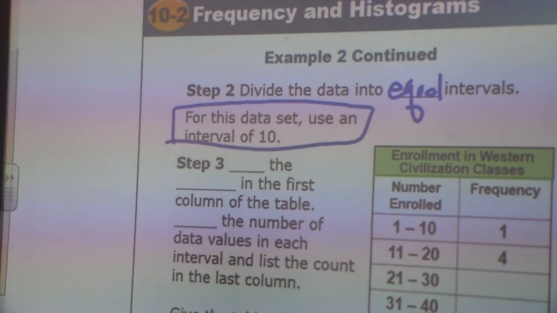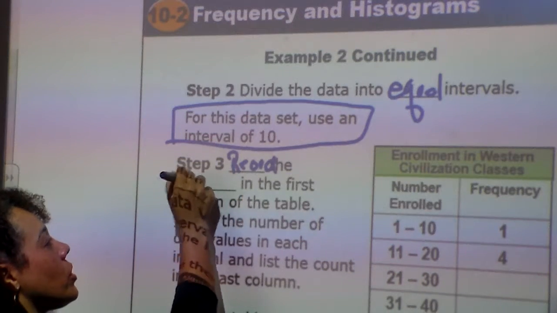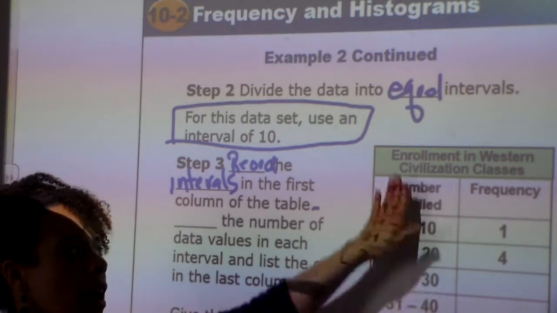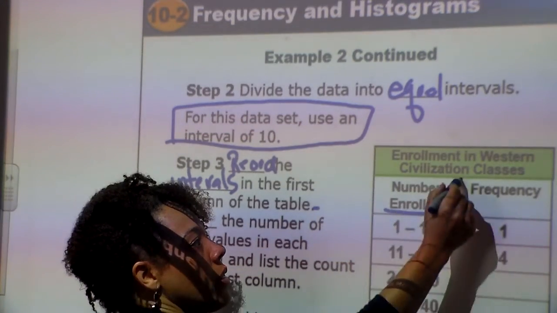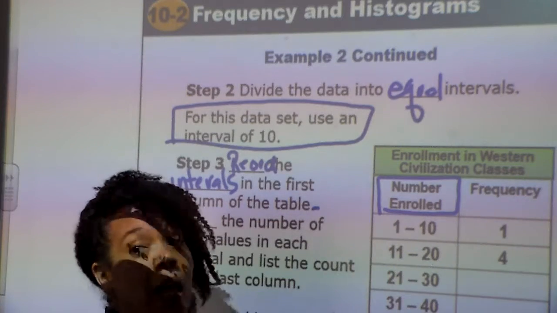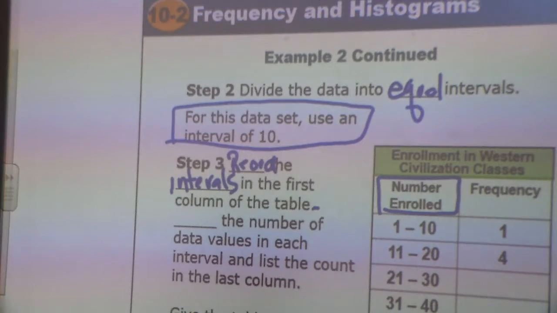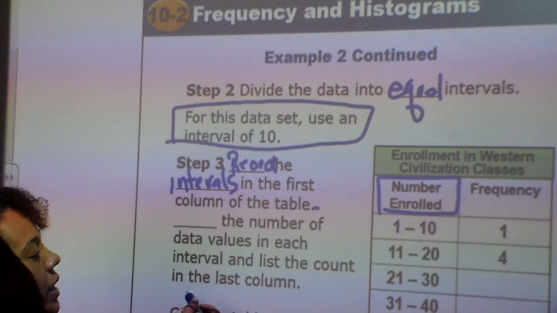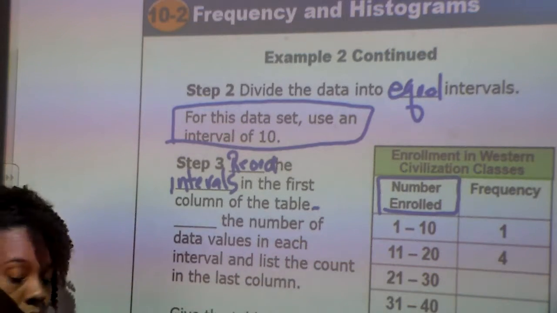So step 3 is you're going to record the intervals in the first column of the table. This is the first column of the table. The intervals are shown in groups of 10 with the heading, the number enrolled, the number of students per class is what that means. So these are our intervals spread out in 10s. Now, count the number of data in each interval and list the count in the last column. The fill-in for there is count.